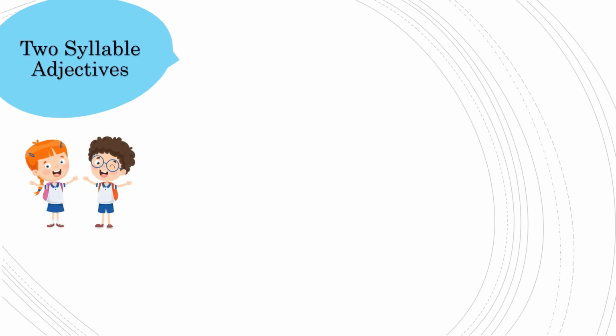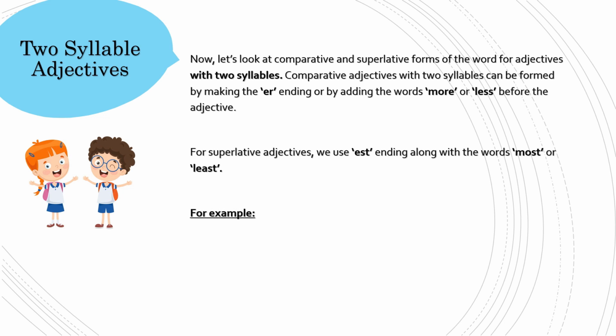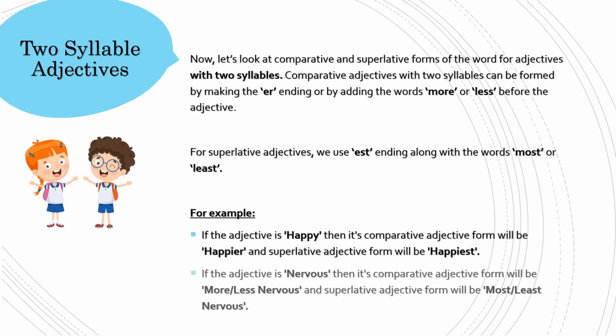Two-syllable adjectives. Now, let's look at comparative and superlative forms of the word for adjectives with two syllables. Comparative adjectives with two syllables can be formed by making the er ending or by adding the words more or less before the adjective. For superlative adjectives, we use est ending along with the words most or least. For example, if the adjective is happy, then its comparative adjective form will be happier, and superlative adjective form will be happiest. If the adjective is nervous, then its comparative adjective form will be more or less nervous, and superlative adjective form will be most or least nervous.